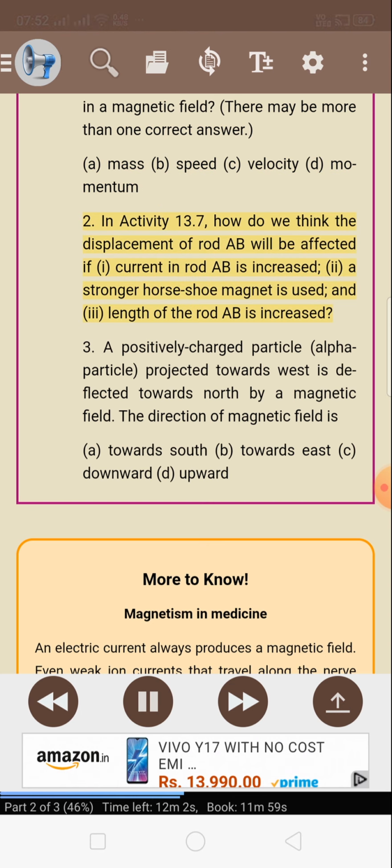2. In Activity 13.7, how do we think the displacement of rod AB will be affected if (i) current in rod AB is increased, (ii) a stronger horseshoe magnet is used, and (iii) length of the rod AB is increased?